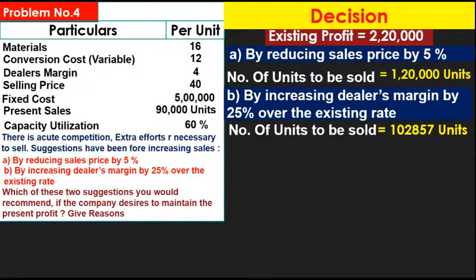Okay, I clarify this one. First one, when the company reduces the selling price by 5%, the company should sell 1,20,000 units to get the profit of rupees 2,20,000. Second option, when the company increases the dealer's margin by 25%, the company should sell 1,02,857 units to get the profit of rupees 2,20,000.